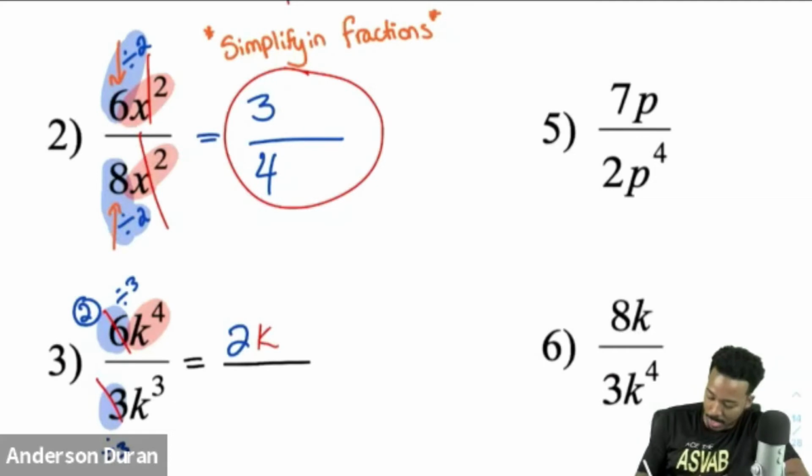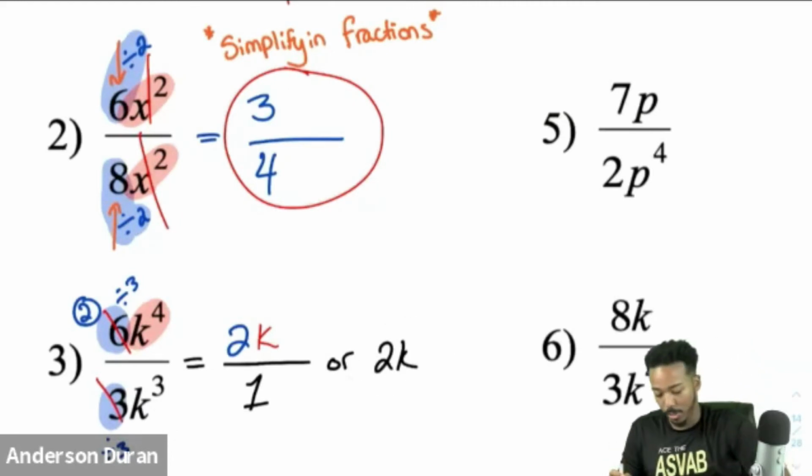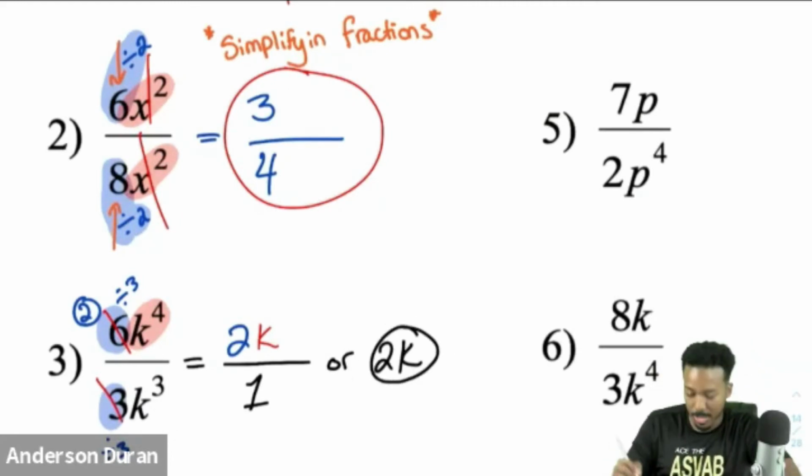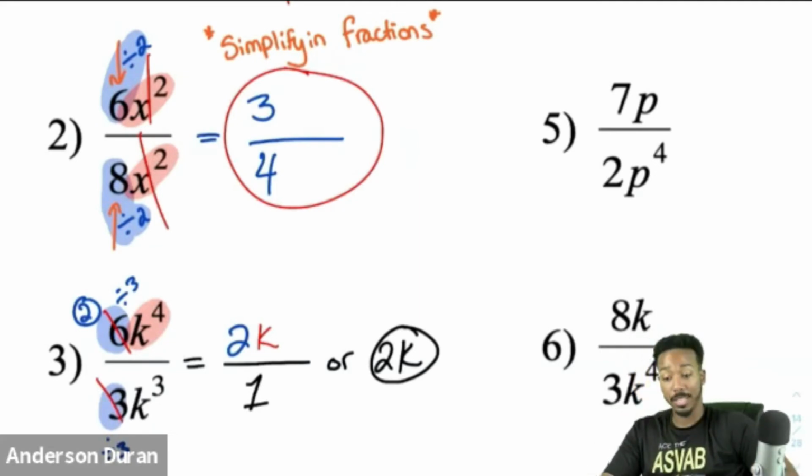And so you can say this is 2k divided by 1. This is the same thing as just saying 2k. Let me just fix that up real quick. Same thing as saying 2k.